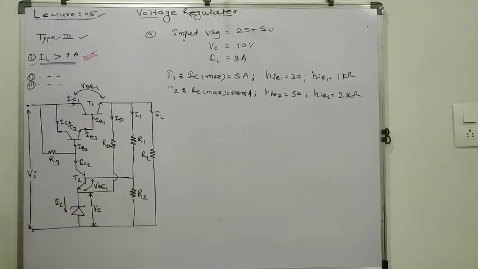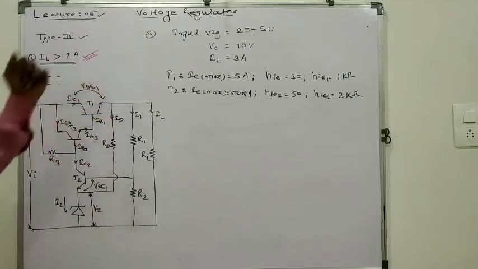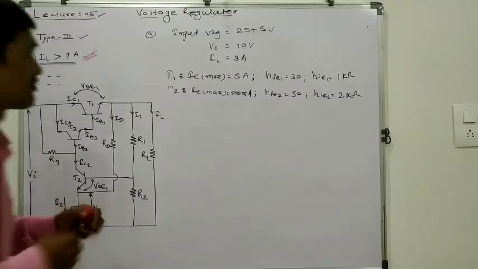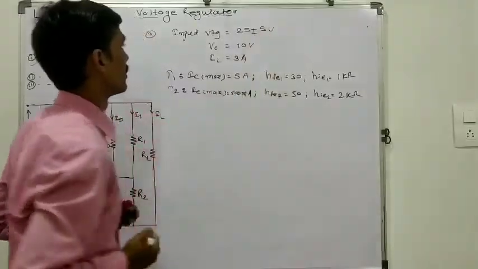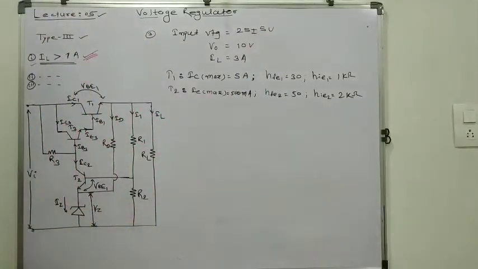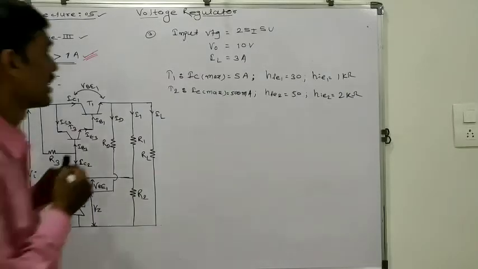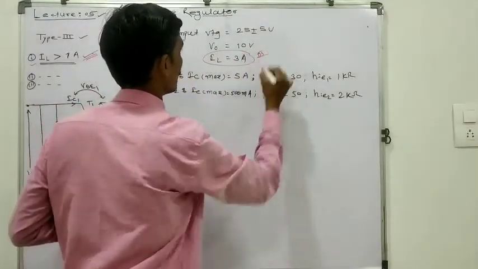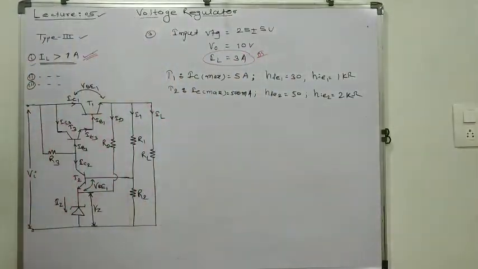Design a series pass transistor based voltage regulator with the following specification. The input voltage is 25 plus minus 5 volt. The output voltage is 10 volt. The load current is 3 ampere. So the load current indicates type number 3.